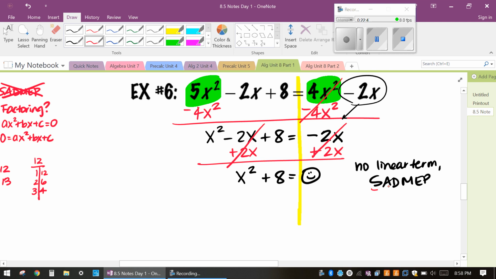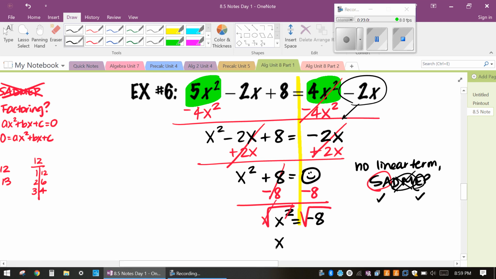SADMAP requires me to cancel addition and subtraction, then multiplication or division, which there is nothing multiplied or divided with the x squared. So there was no multiplication or division. I did the addition and subtraction. Now I got to check for the exponent. It's an exponent of 2, so I'm going to square root. And since I'm square rooting a negative, that means there is no real solution.